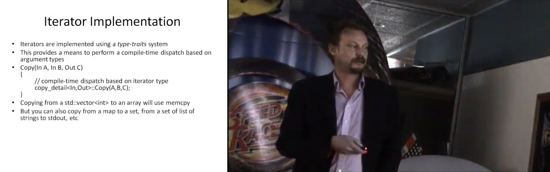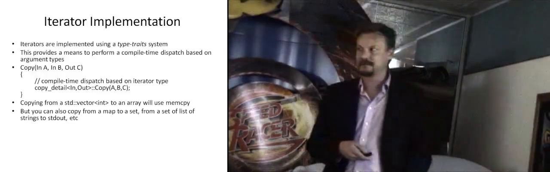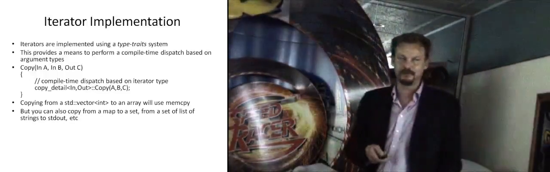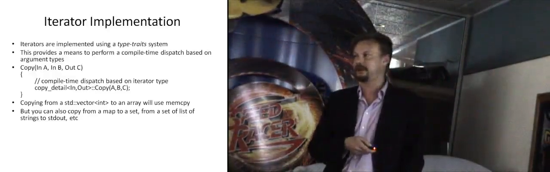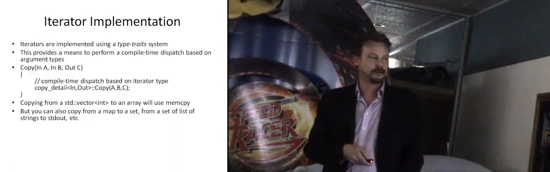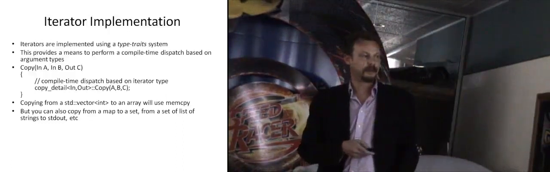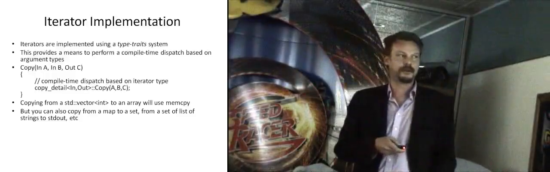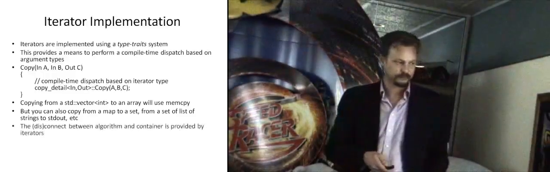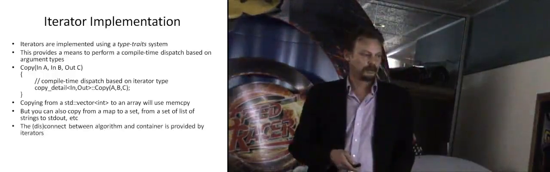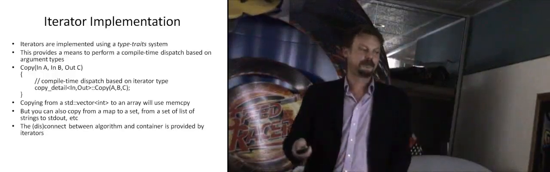That said, it'll still do other things. If you give it much more complicated structures, you could copy from one container of containers to another container of containers and write the results to standard out, for instance. It'll still go through the same type trait system to generate code that does it correctly. And again, a disconnect between algorithms and containers provided by iterators.